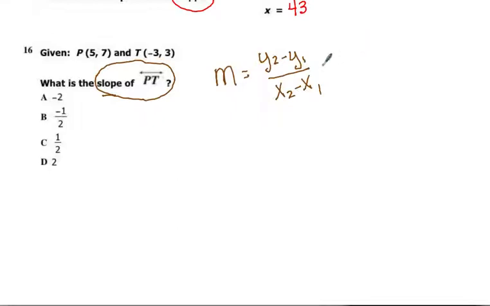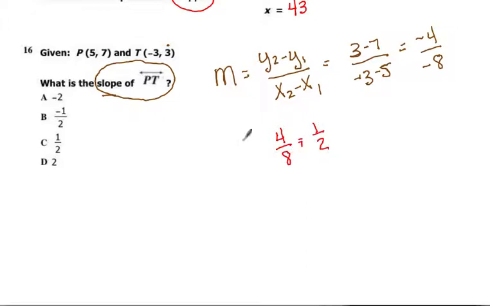Now plug them in. Y2, 3 minus 7 over negative 3 minus 5. What's 3 minus 7? Negative 4. What's negative 3 minus 5? Negative 8. Two negatives give you a positive. 4 over 8 reduces to 1/2. So your slope is C, 1/2. I'll draw a smiley face. All right, any questions about 16?